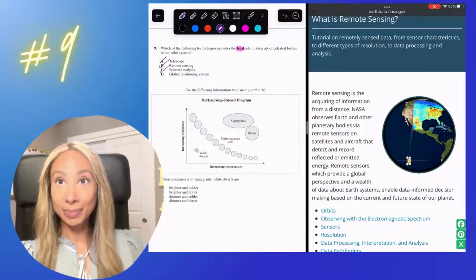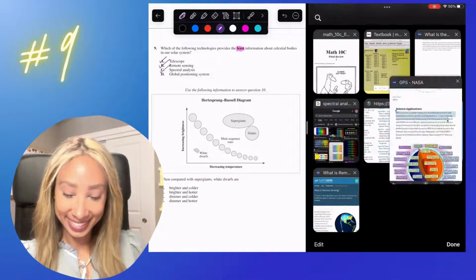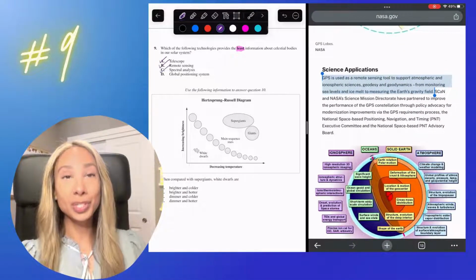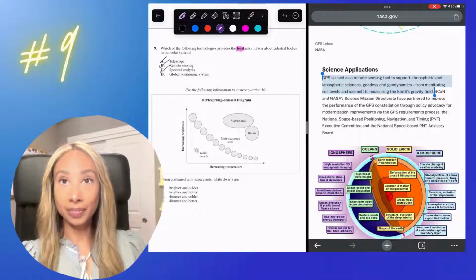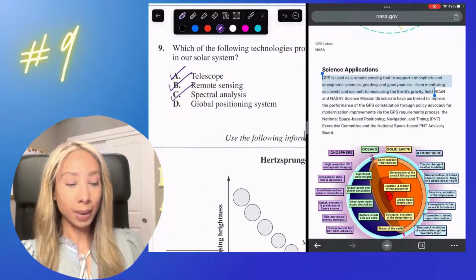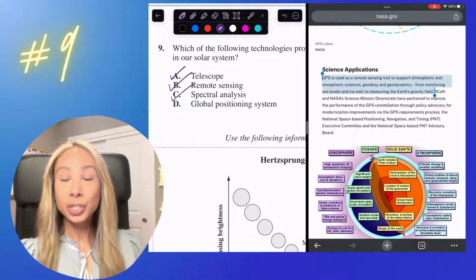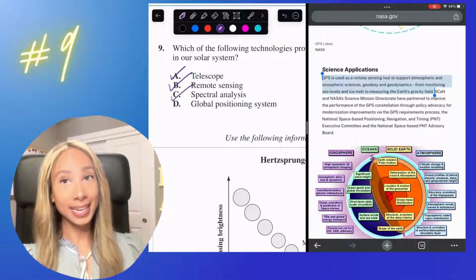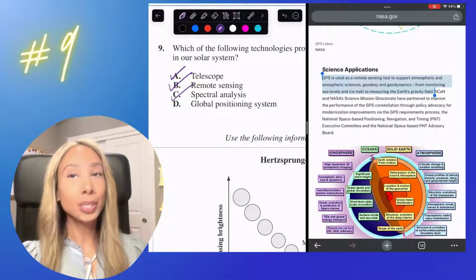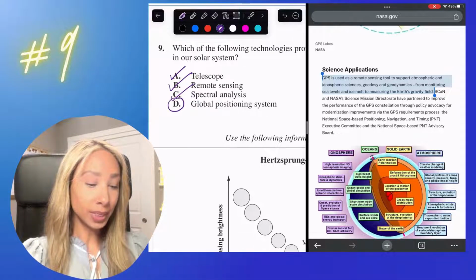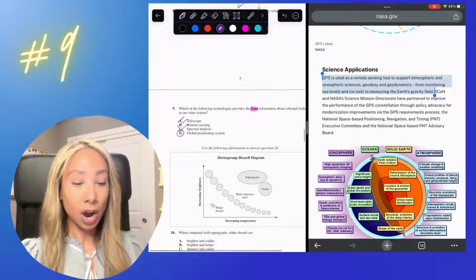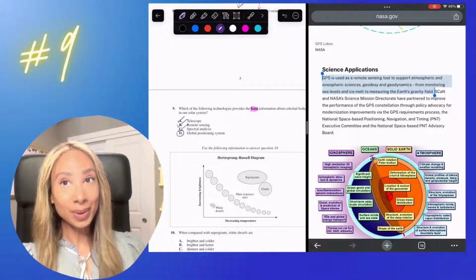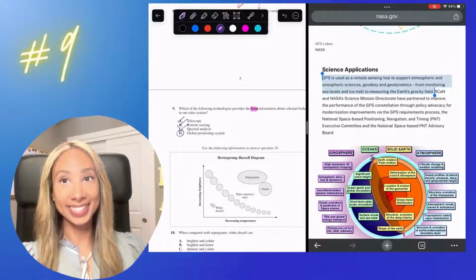With GPS, let me show you the definition for that. So with GPS, we do use it to help figure out information. The only thing is, in comparison to all of these options, GPS is really rooted in getting us information of Earth as opposed to our celestial bodies. So this one here is going to be option D. Our GPS is going to give us the least amount of information about celestial bodies.